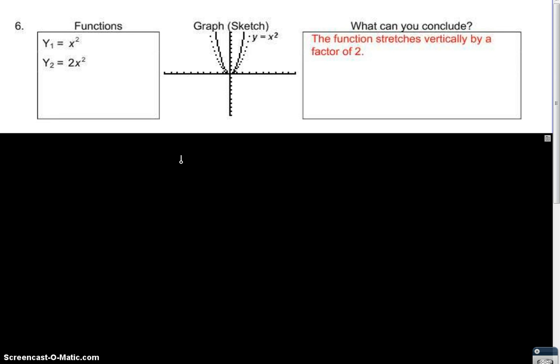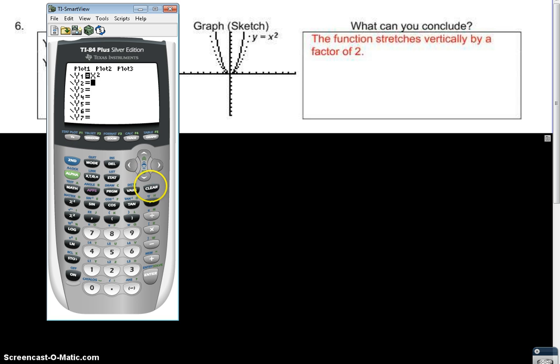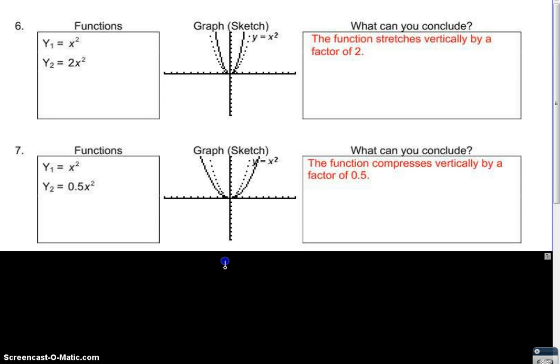Okay, so let's look at number 7. Here, I still have y1 is x squared, and y2 is actually 0.5 x squared. So what do you think is going to happen here? Let's plug it into the calculator. If I go back to y equals, and I plug in 0.5 x squared, when I hit graph, what do y'all notice about this graph? You should notice that it got a little bit wider than the first graph. Now here, if I have a fraction, so like for instance, I have 0.5, this is actually called a vertical compression by a factor of 0.5.